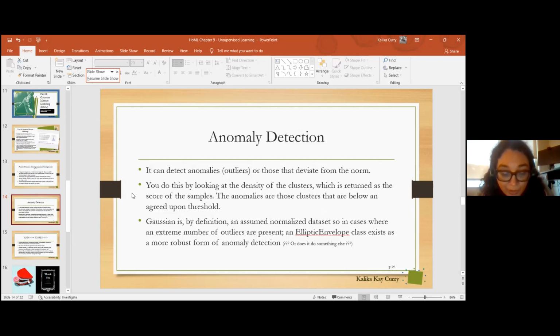Now I had a question, which is kind of a silly one now that I've talked to you guys. We're looking at a normalized data set. In cases where an extreme number of outliers are present, they recommended an elliptic envelope class as a more robust form of anomaly detection. And I was wondering, is that the only thing an elliptic envelope might be good for? And has anybody used it? What do you want to talk about regarding that point?